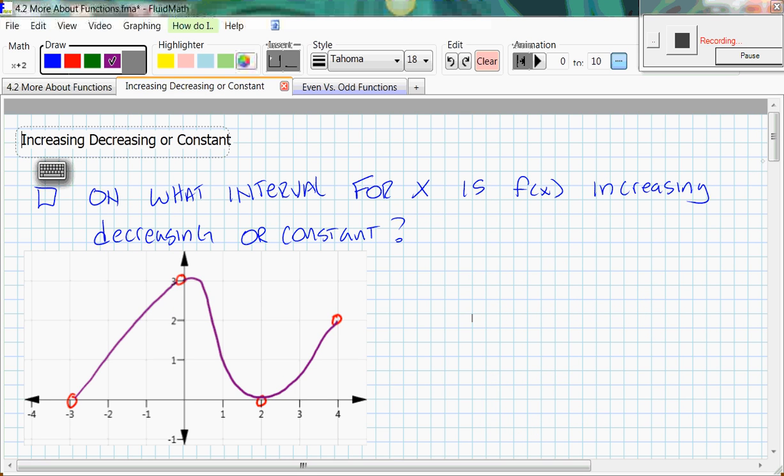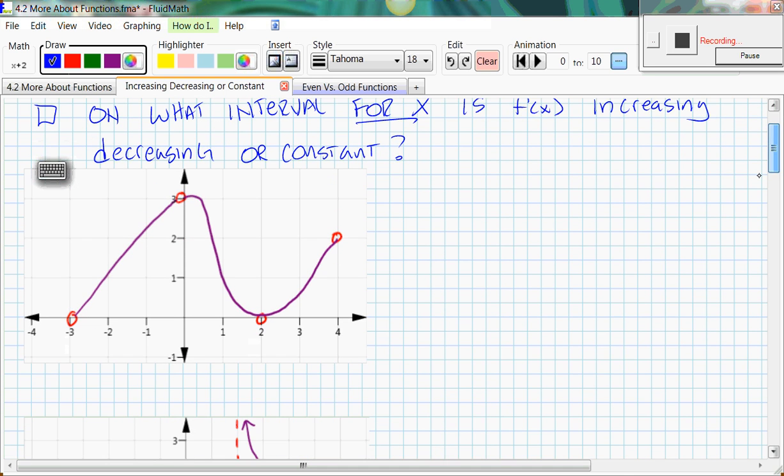Then the book talks about increasing and decreasing, right? So it says on what interval for x is your function increasing, decreasing, or constant, okay? So in this example, right, these are colored in, by the way. They just look like they're open, but they're actually colored in. On this example, right, for x values that are from -3 up to 0, my function is getting bigger. So for increasing, we say it's from -3 less than or equal to x less than 0. Now notice we say less than 0 because at 0 it's neither increasing nor decreasing.